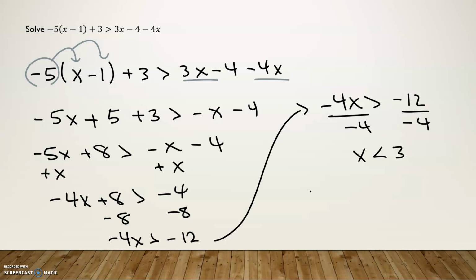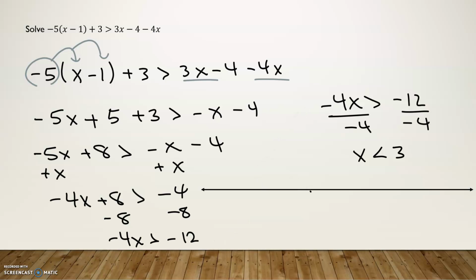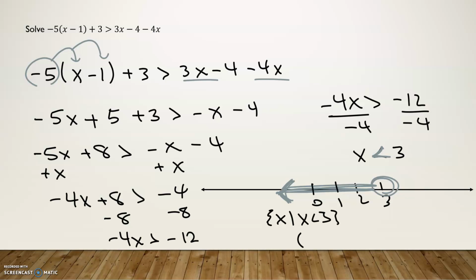All right, so now we're going to graph on our number line. So I'll have 0, 1, 2, 3. Because I don't have an equal sign within my inequality, it's going to be an open circle on 3. We have an x first, then our inequality, and then our number. So this is pointing this direction, so I will go towards negative infinity. Set builder: squiggly line, x such that x is less than 3. And then interval notation, we'll have going out to negative infinity, up to 3, but not including 3.